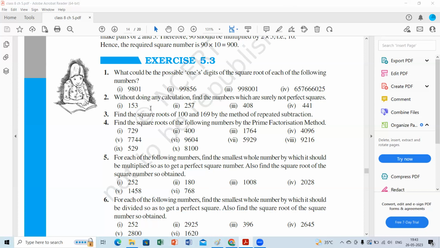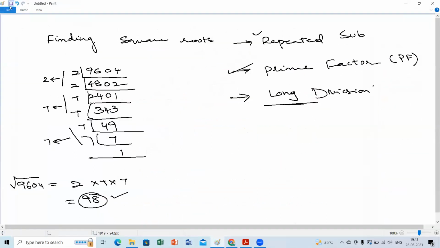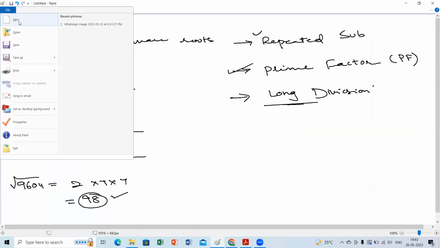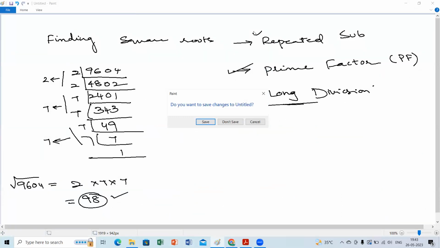Good, Arush. We got 3 pairs. Repeated subtraction, we will take small numbers. It is there in your textbook. 169 we did already. 100 we will take. Right, Harshit, you are correct. Shrestha has given the correct answer. Wonderful. She has given all the successive values also. How she did the values, she also mentioned. Good.